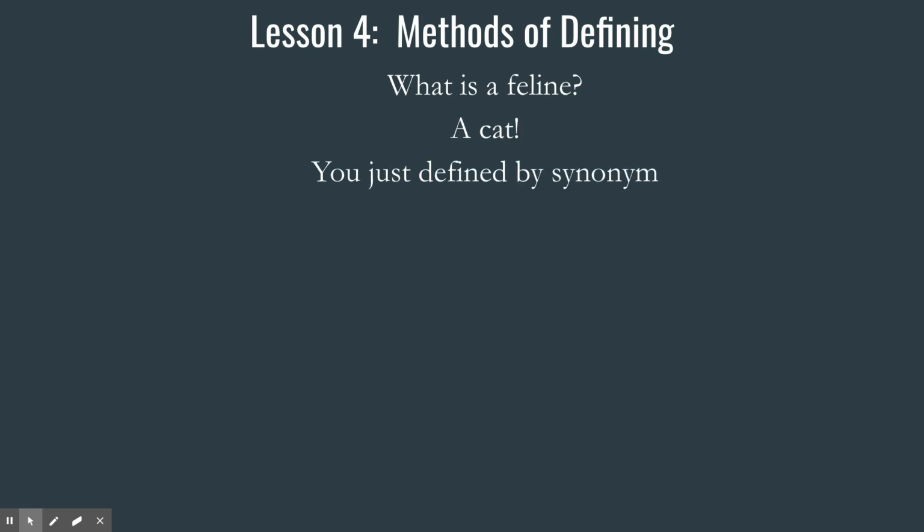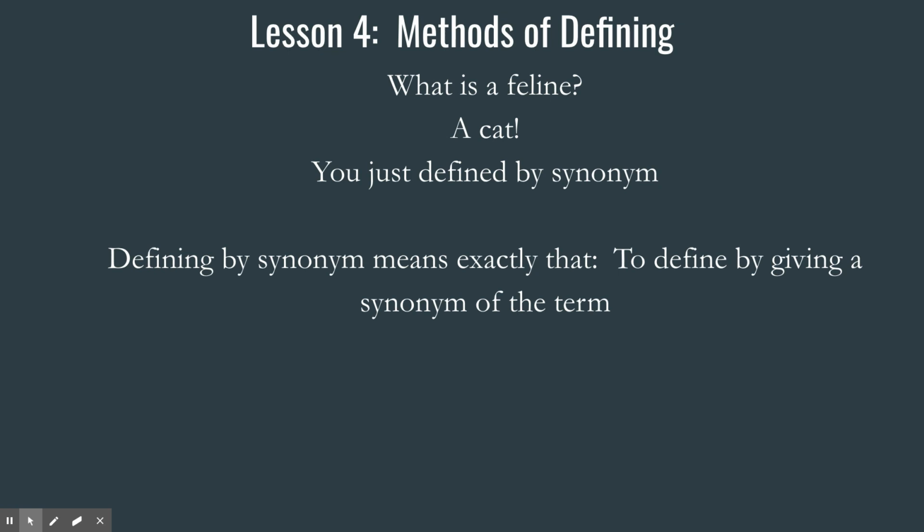So this is yet another thing in logic that you already know how to do, you just didn't know you were doing it. You never knew that you were defining by synonym, but you have been all along. Now, defining by synonym means exactly that. It's not a very complex definition. It means to define by giving a synonym of the term.